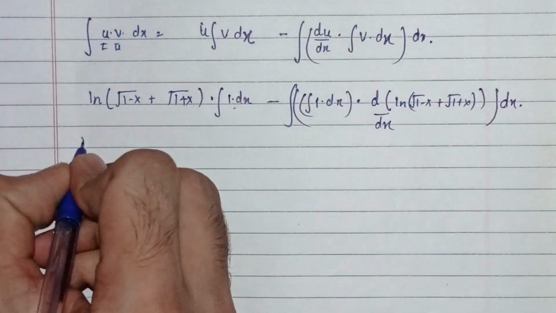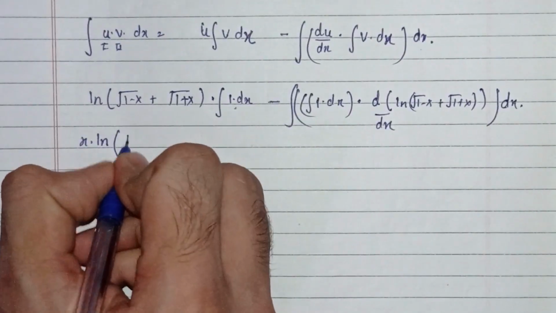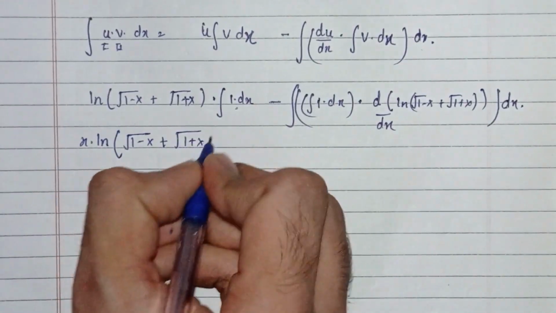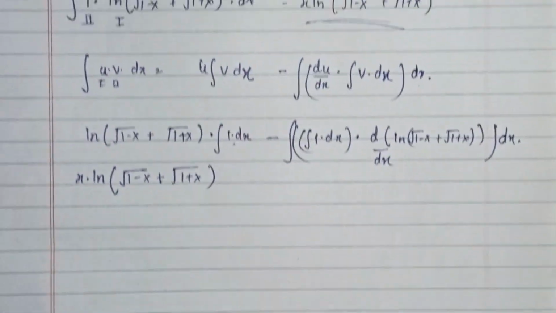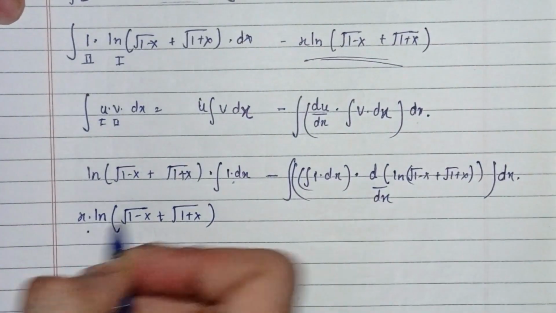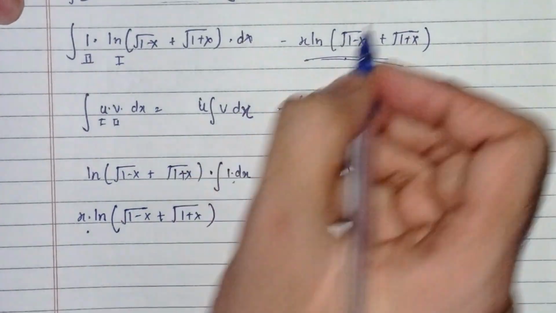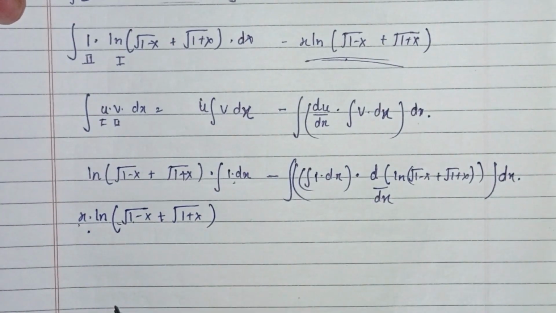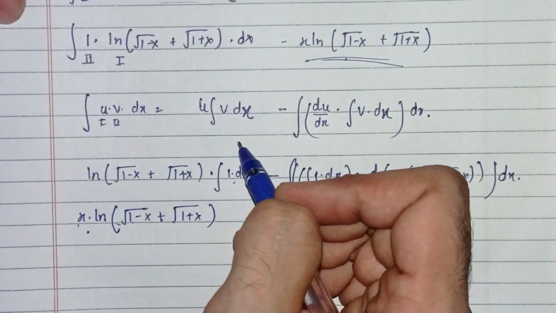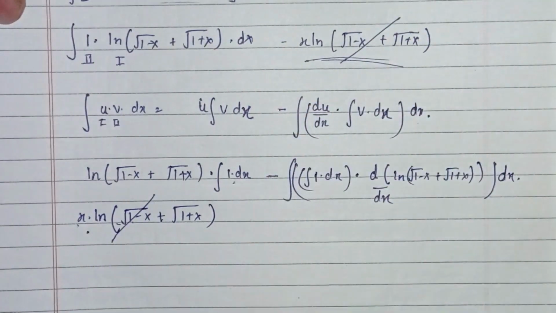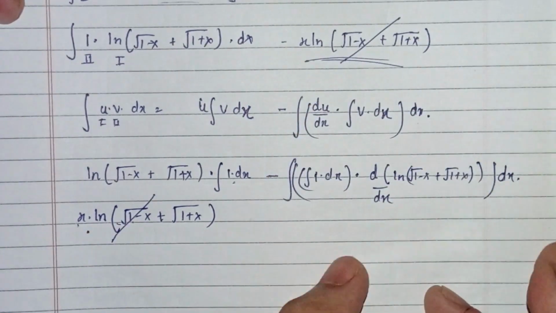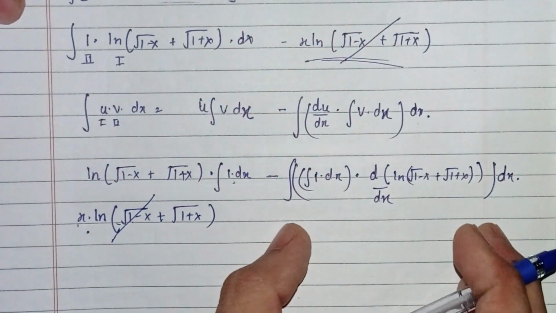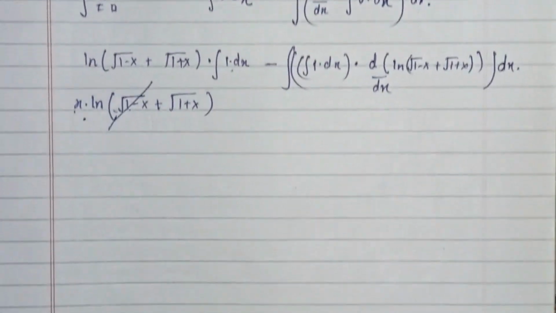So this will become x·ln(√(1−x) + √(1+x)). If I see this part and this part, both are the same, x·ln(√(1−x) + √(1+x)). So these both will get cancelled here. So the answer of this question will only be the integration of this remaining part. So we just need to calculate this.